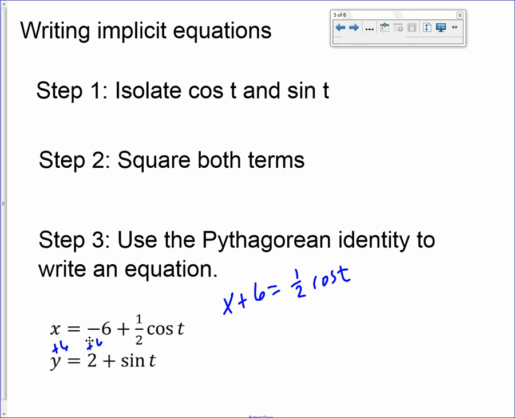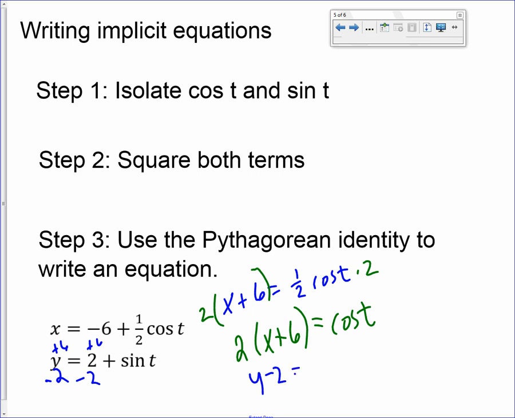And I want to get cosine by itself, so I'm going to multiply both sides by 2. So 2 times x plus 6 equals cosine t. And then I'm going to do the same thing for the y equations. Get sine by itself. Oh, that one was easy. It already is by itself. Okay. So this in green is equivalent to cosine, and the blue is equivalent to sine.